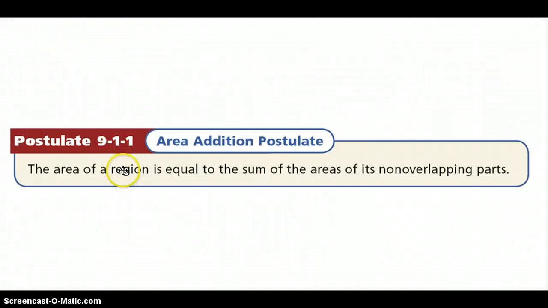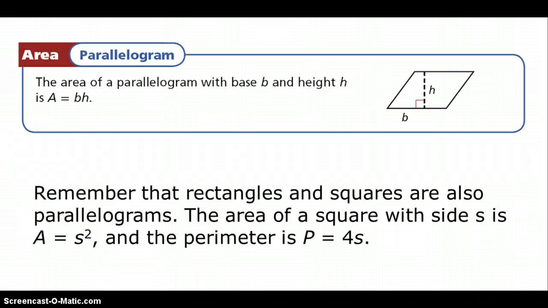We start off with our area addition postulate, and so fill in the blanks appropriately. The area of a region is equal to the sum of the area of its non-overlapping parts. We're going to look at this a little bit more in class, but it basically allows us to set up some other formulas for area other than just rectangles and triangles.